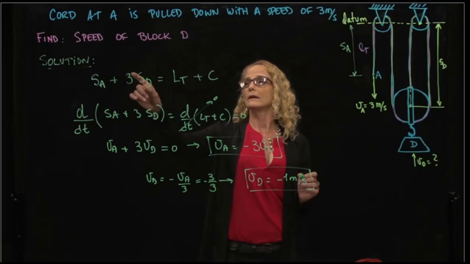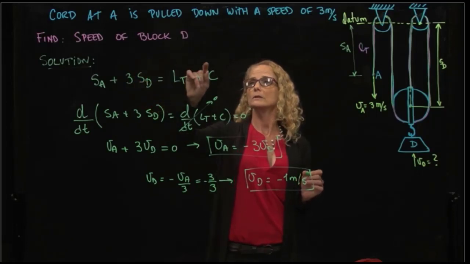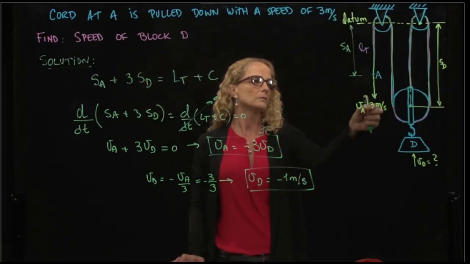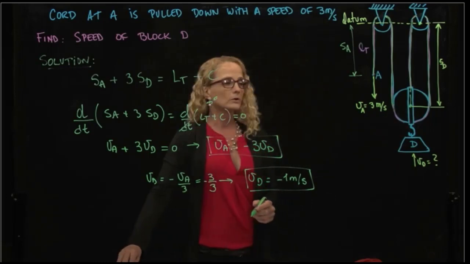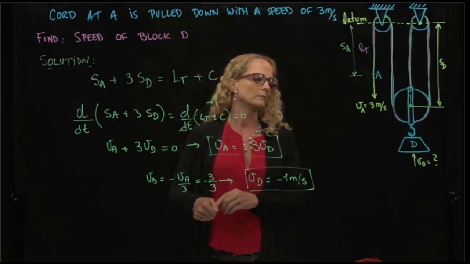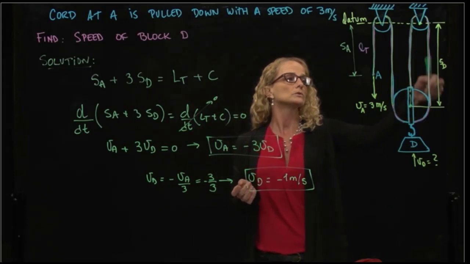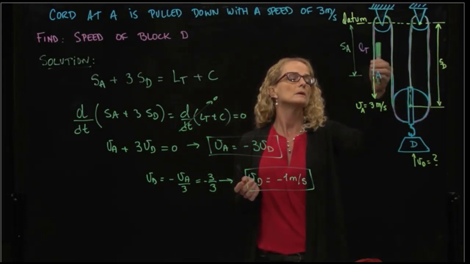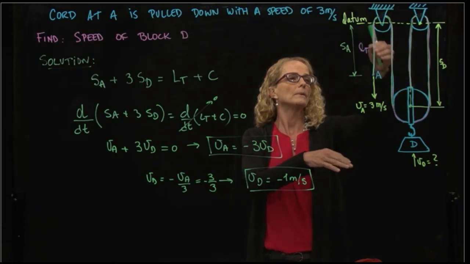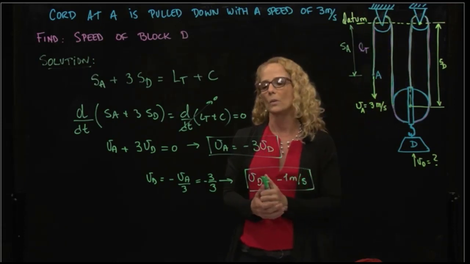They ask us to find the speed of the block D, and we get that if we pull the string at 3 meters per second, the block D moves at 1 meter per second. Why is that? Because of the relation of all those cords. We have 3 cords that will go up while we are just pulling one down.